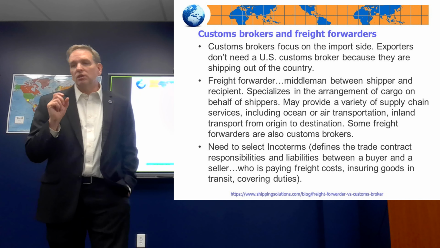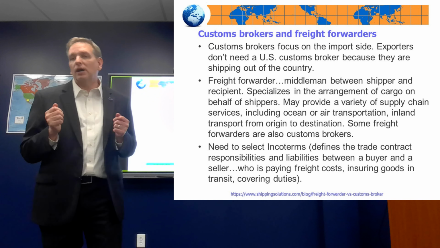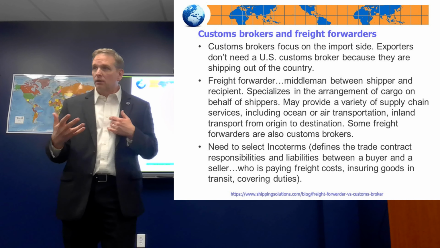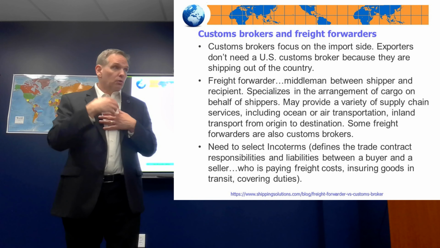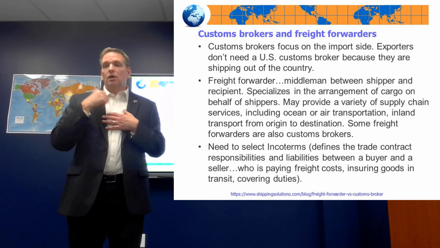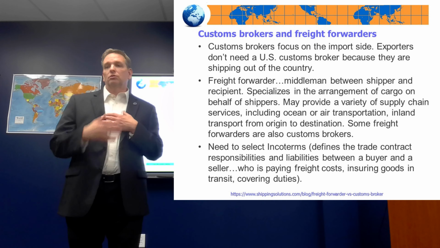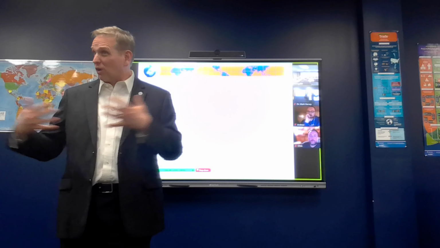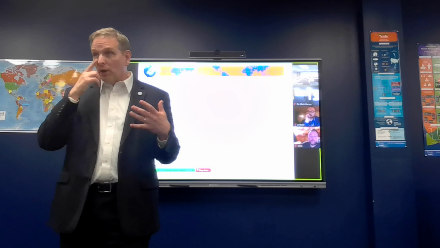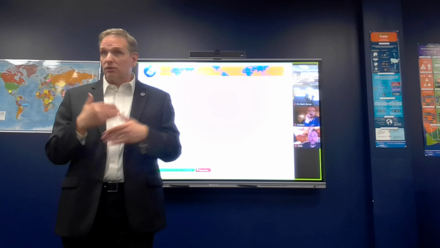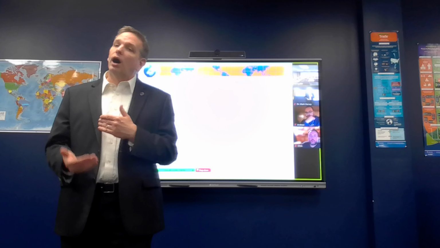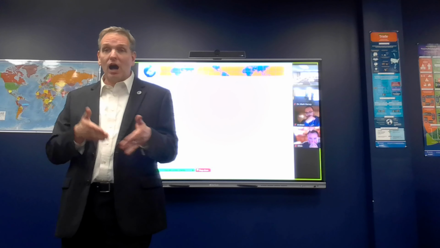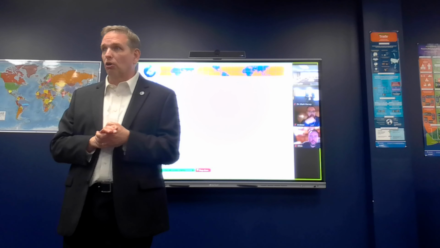One of the things you need to do is select Incoterms. What this is, is that it defines the trade contract responsibilities and liabilities between a buyer and a seller, right? So you have to figure out between the two of you who's paying the freight costs, who's insuring the goods, who's covering the duties. These are expenses that happen whenever goods cross borders, and whoever you're dealing with, you have to make that sort of negotiation. Now, I don't think that you and your business plan necessarily need to do that. Okay, I'm not necessarily worried about your Incoterms.